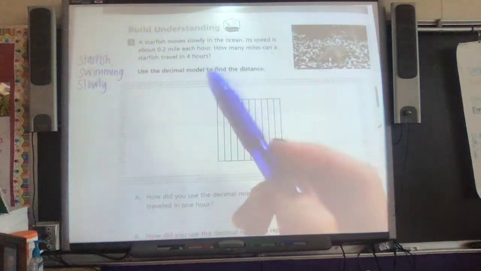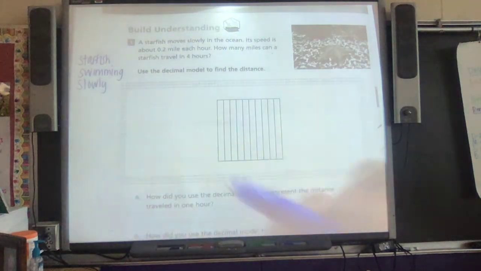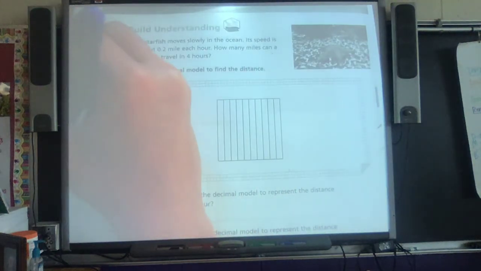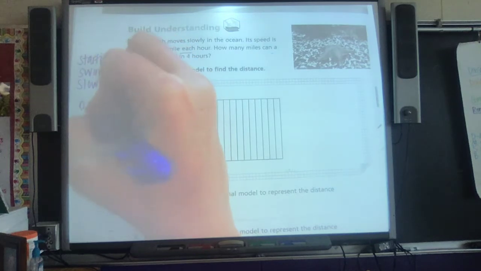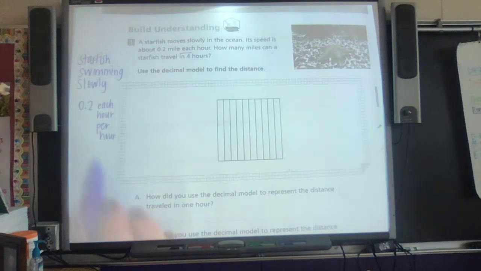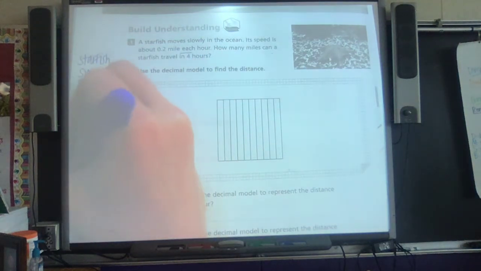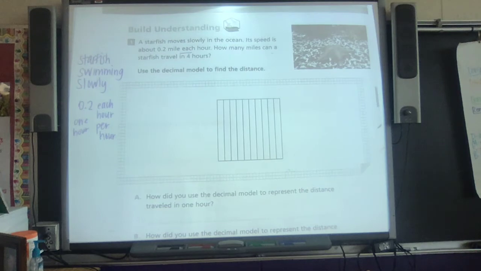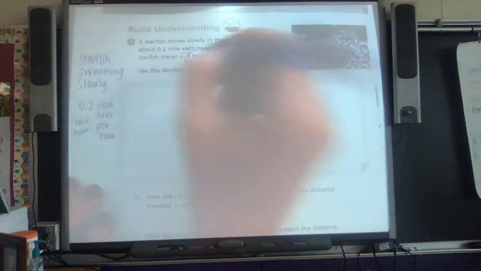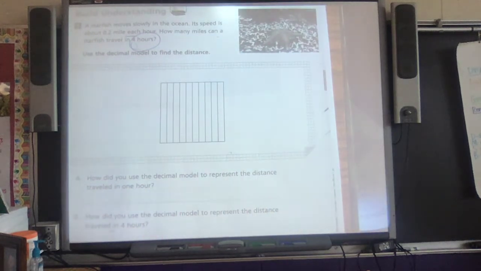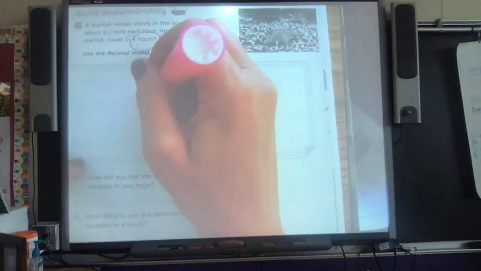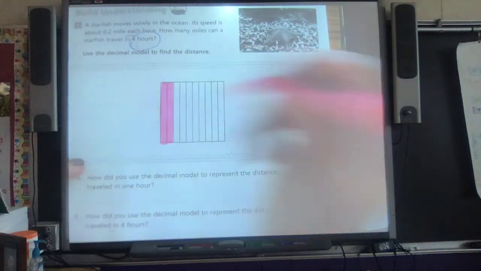So if I want to look at some amounts we have in here, I know that they move 2/10. It says each hour, and I know that each hour is kind of like per hour, or in 1 hour. Just a lot of words to show that. But I want to know 4 hours. So I'm going to represent that here. So in 1 hour, my little fishy went 2/10.